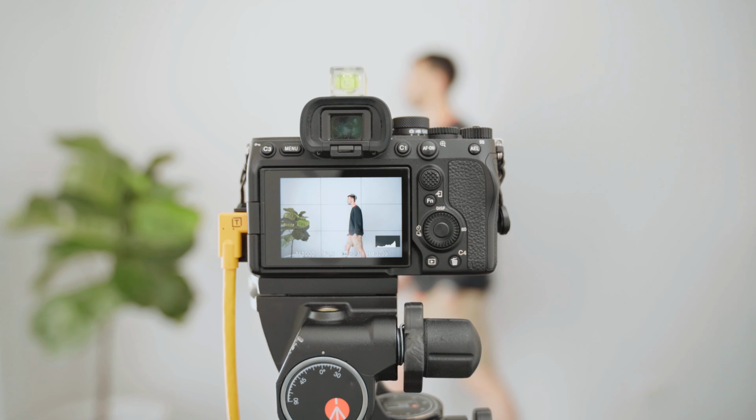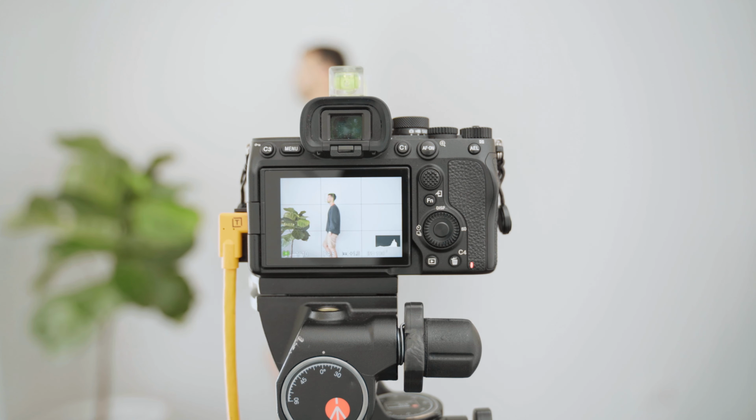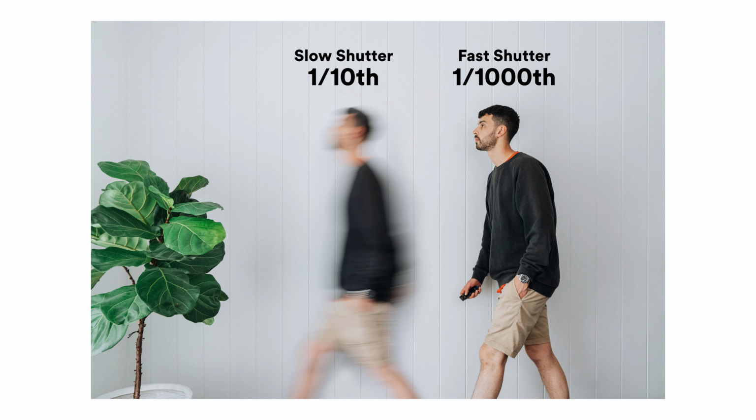Okay, let's put it into practice. Say a subject walks past your camera at 1/1000th of a second. Your sensor is only getting a very quick glimpse of them. That means you're more likely to freeze them in place for a sharp, detailed image. At 1/10th of a second though, your sensor is exposed for much longer, meaning that if your subject is moving in that time, they will be moving across the sensor and there will be visible motion or blur in your final image.